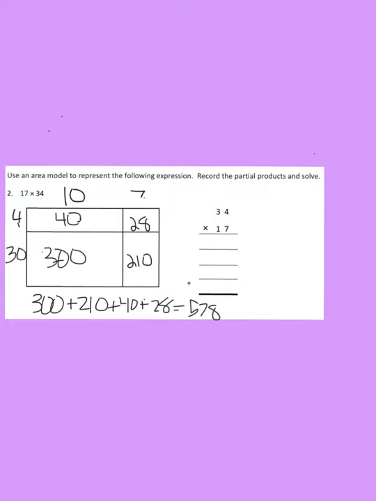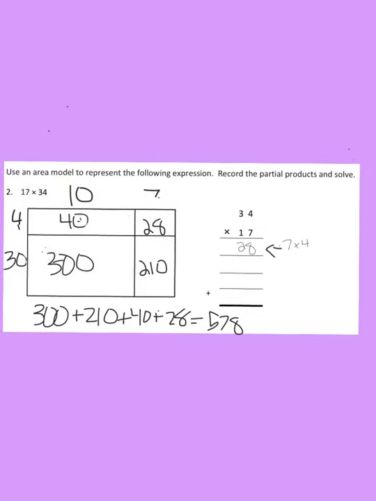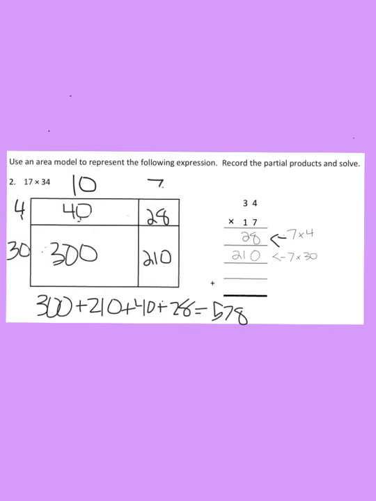Now we can do the problem using partial products. So first we're going to see what 7 times 4 is equal to. Next, we'll figure out what 7 times 30 is. Remember, we broke 34 down to 30 and 4, so that's why we're multiplying 7 times 4 and also 7 times 30. Next, we're going to multiply 10 times 4.